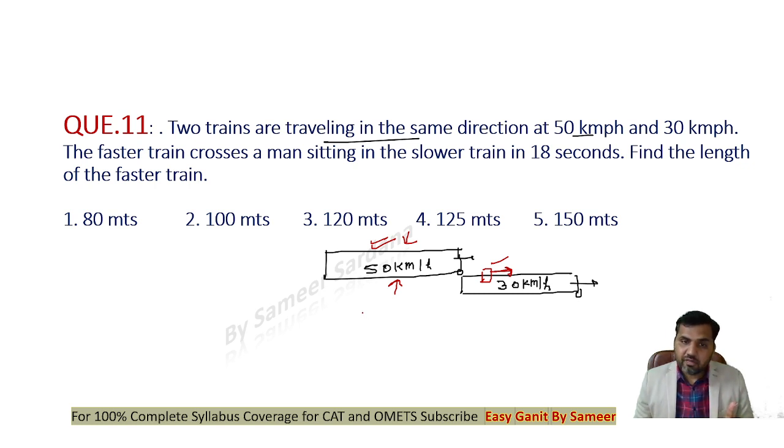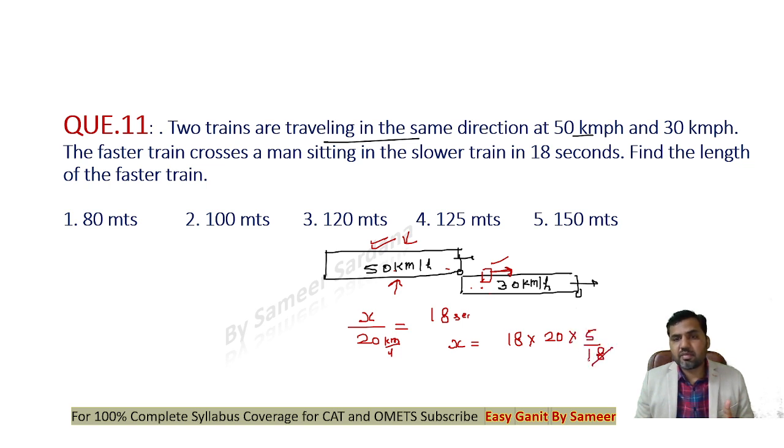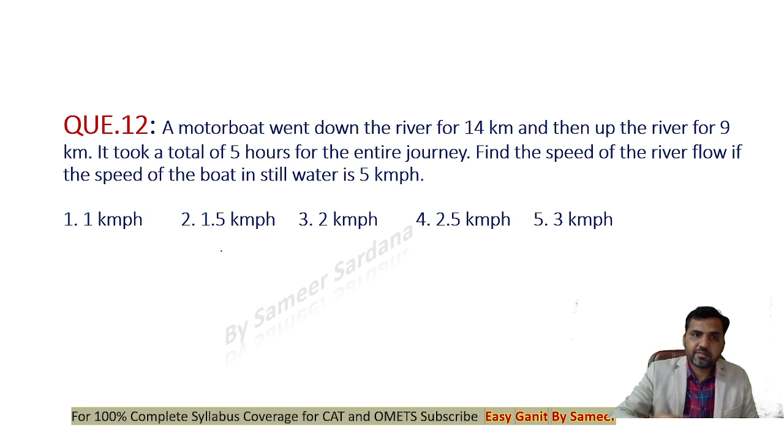So the length of the faster train will be traveled at a speed of 50 minus 30. The relative speed between both of these two would be 20, because both of them are running in the same direction. This time is given to me as 18 seconds. Now this is kilometer per hour. This is 18 seconds, right? So the length of the train would be 20 into 18 seconds. Kilometer per hour can be converted into meter per second by multiplying it by 5 by 18. So total distance travel will be 100 meter. That is option number B, guys, right?